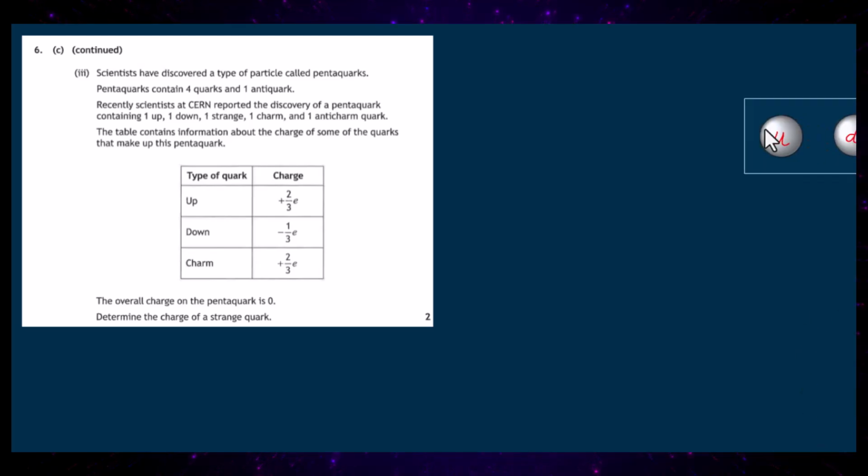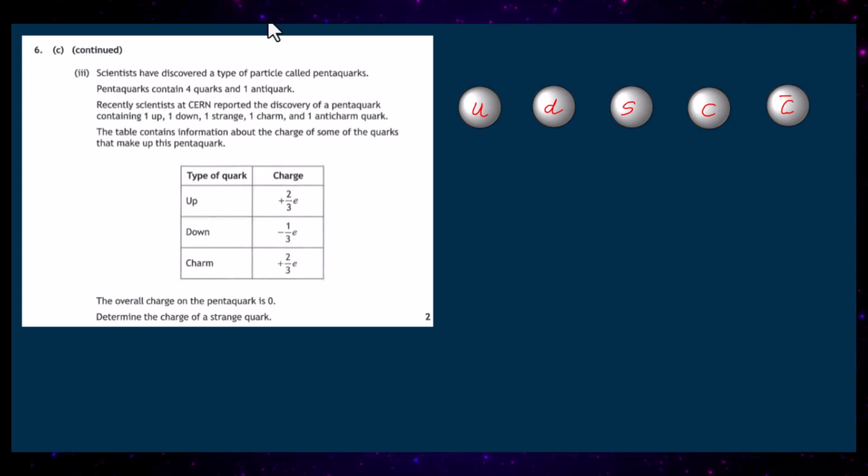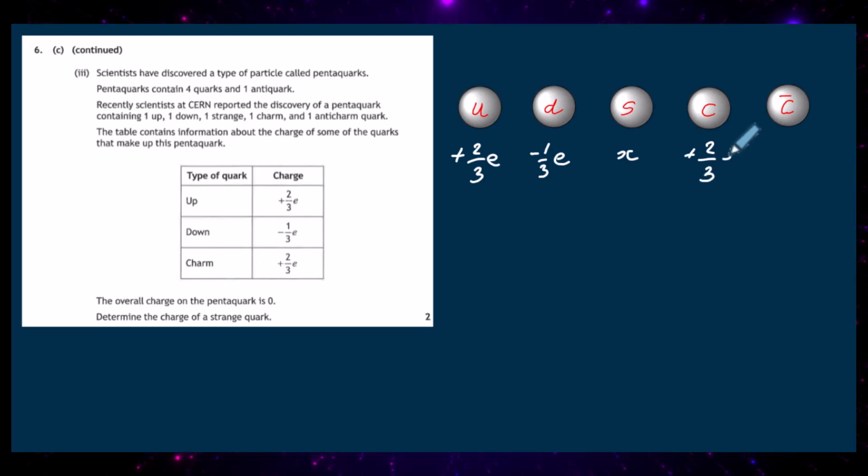Okay, let's line up all the quarks like that, and let's put down their charges below. So the up quark has a charge of plus 2/3 of an electron. The down quark has minus 1/3 of an electron. The strange quark we don't know, so we'll call that X. Don't know what that is. And we do know that the charm has plus 2/3 of an electron for its charge, and the anti-charm will have a charge opposite of that. It will have a charge of minus 2/3 of an electron.